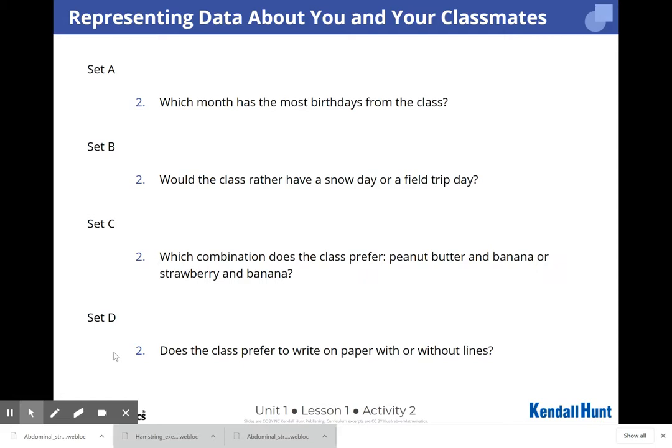Or for number 2, would the class rather have a snow day or a field trip? Would you rather have a snow day or a field trip? So your survey question is more specific to the person that you are asking.